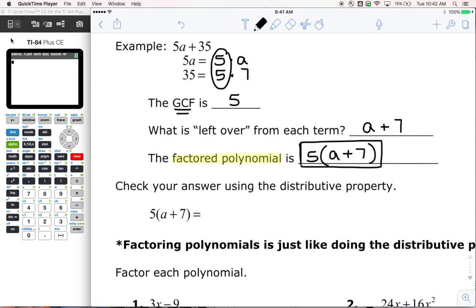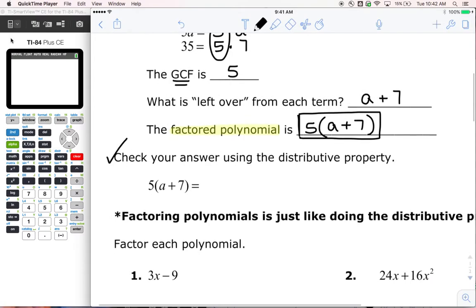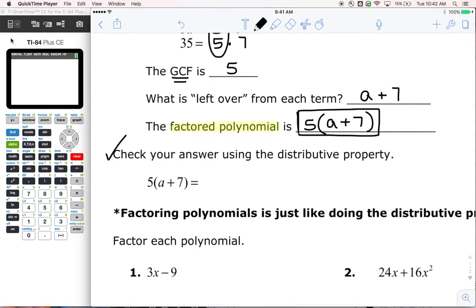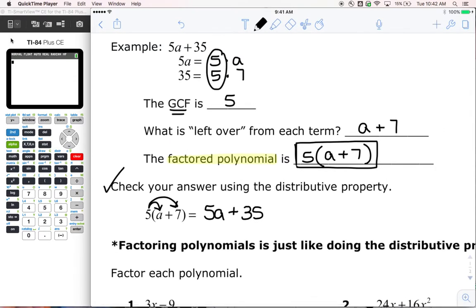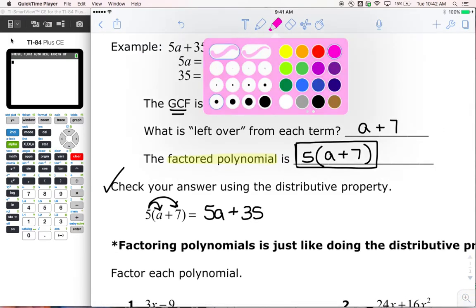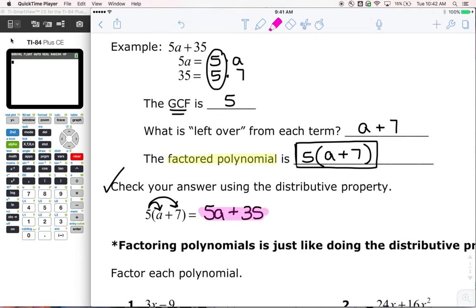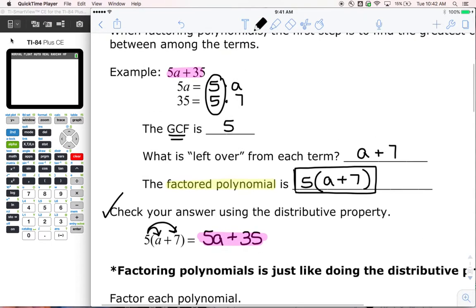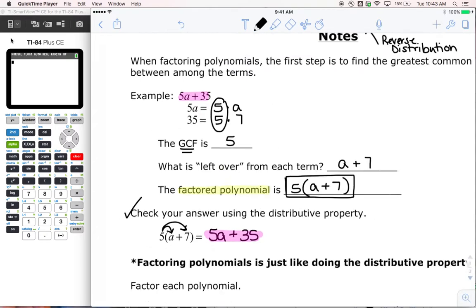Now we can always check our answer with the distributive property. So this is my answer. I'm going to distribute and watch what happens. 5 times a is 5a, and 5 times 7 is positive 35. It's a nice, easy, great way to check. If I distribute, I get what I started with. That's huge. That is supposed to happen. So we're going back and forth from factored form to the expanded form, when it has been distributed. That's where we're at today.